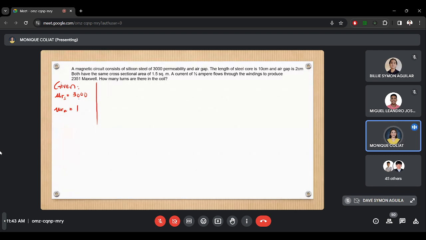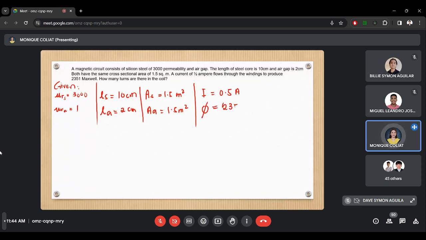So, the length of steel core naman daw, length of the steel is 10 centimeters. And the length of the air gap is 2 centimeters. Both have the same cross-sectional area. That means A or area ng steel is 1.5 square meter and ang area ng air is 1.5 square meter. Then we have a current of 1/2 ampere, so that is 0.5 ampere. And it flows through the windings to produce a flux of 2,351 Maxwell.